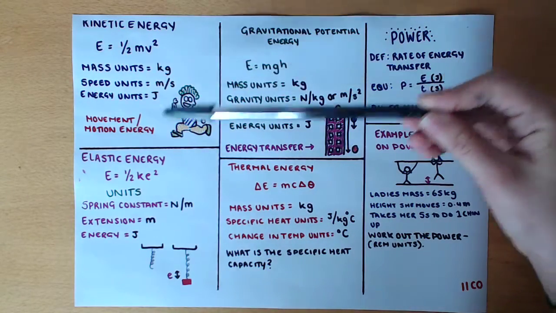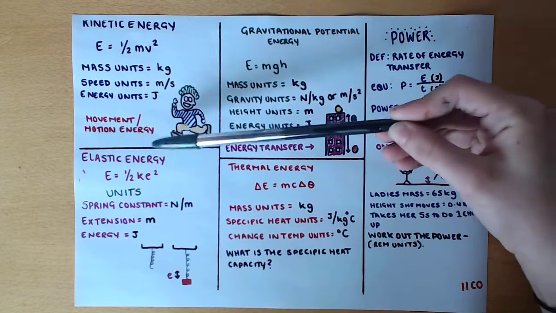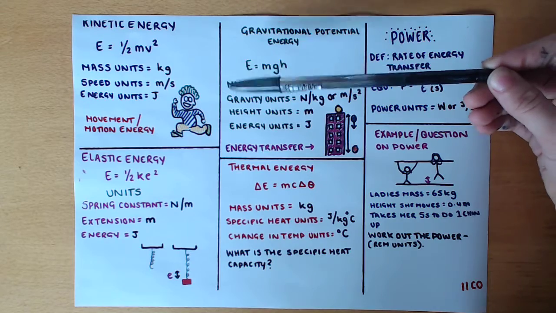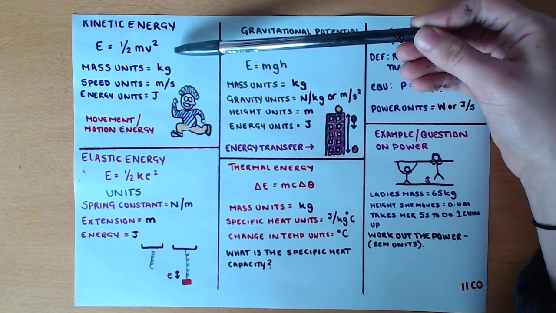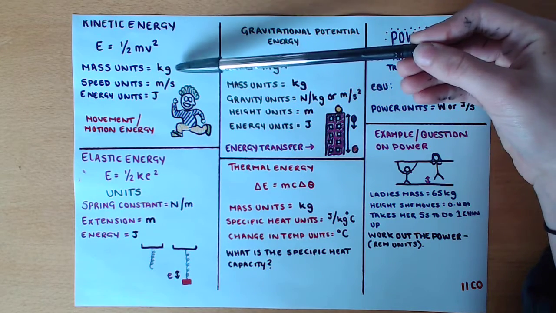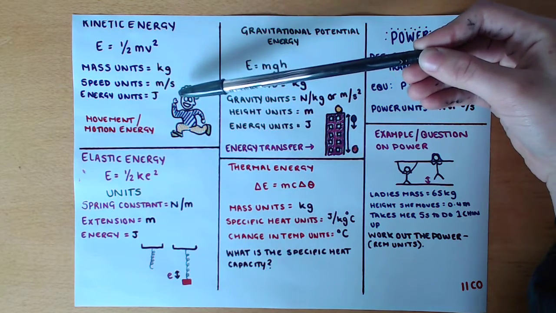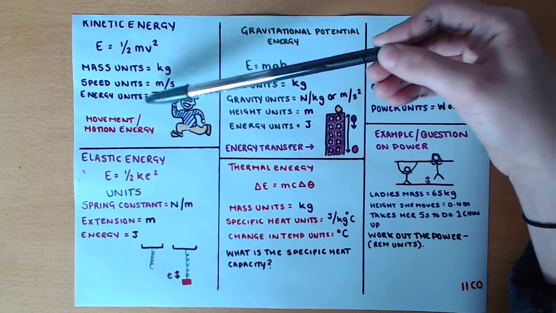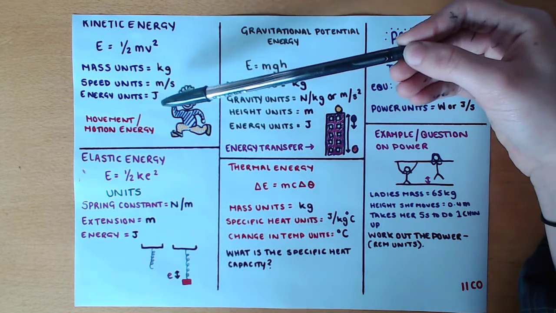Kinetic energy is energy due to motion and movement. So over here you can see someone that's running along and they've got kinetic energy. And it's given by this equation here, E is equal to a half mv squared. Now m in this equation is the mass, and mass has units kilograms. V is the speed, and speed has units meters per second. E is the energy, and that has units joules, denoted by a capital J here.